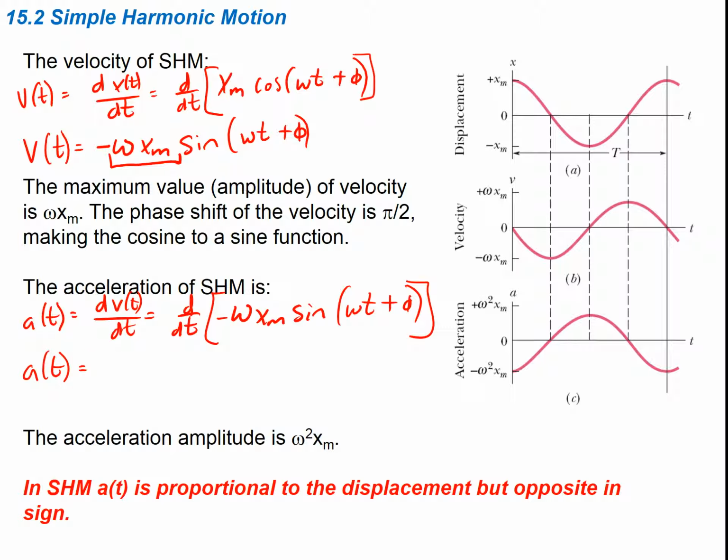all right, so taking, again, the derivative of the inside and the derivative of the function, we do the inside again, we get another omega pulled out, so you end up with a negative omega squared times xm, and then the derivative of a sine function is cosine. So this just ends up being cosine omega t plus phi.